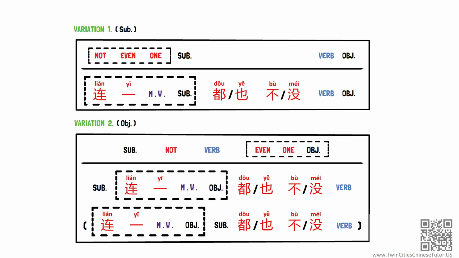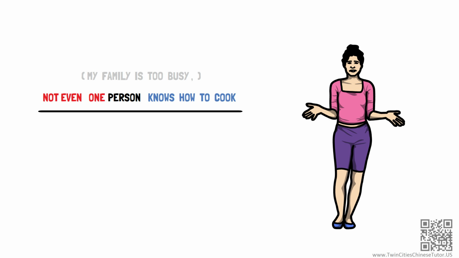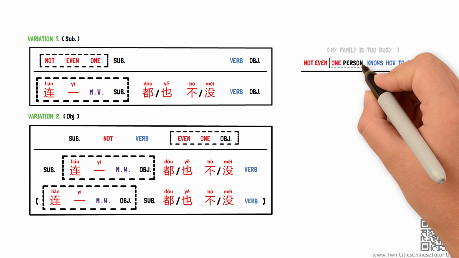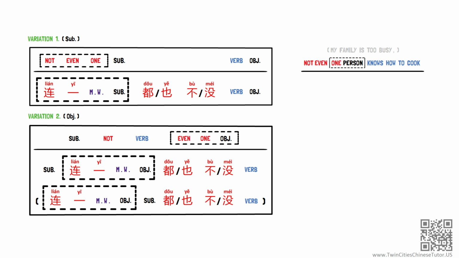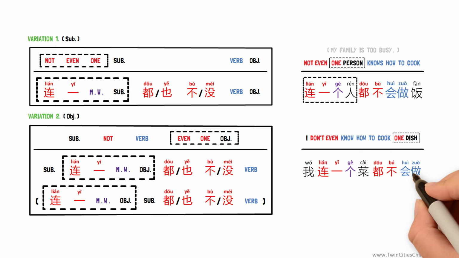If Ellie wants to say something like, "My family is too busy. Not even one person knows how to cook." As the emphasis falls on the subject one person, we will adapt variation 1 and translate it as 连一个人都不会做饭. And if Ellie wants to say, "I don't even know how to cook one dish," then the emphasis falls on the object, one dish, and we will adapt variation 2 and translate it as 我连一个菜都不会做.